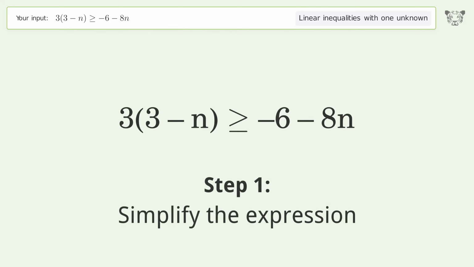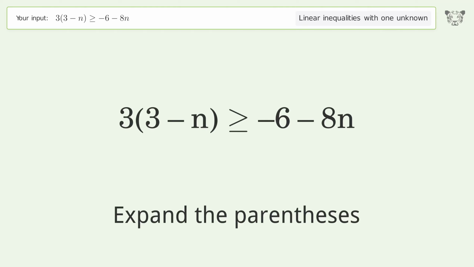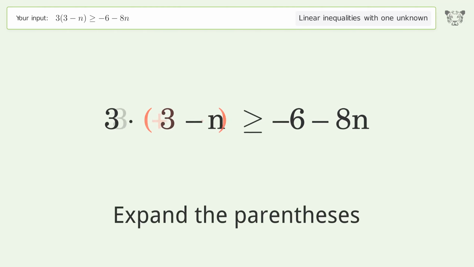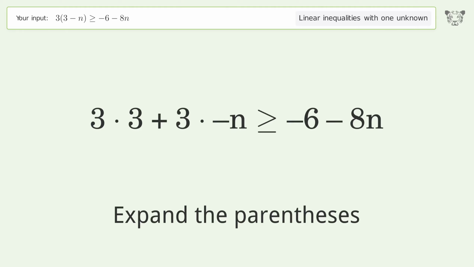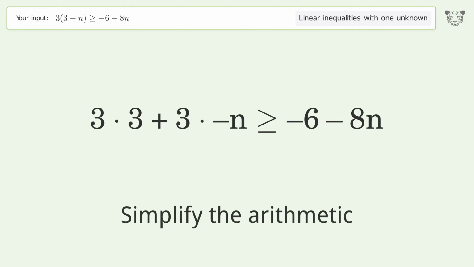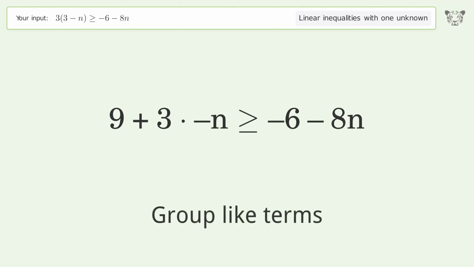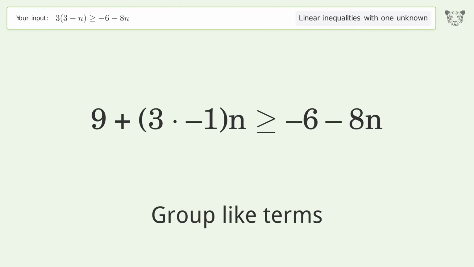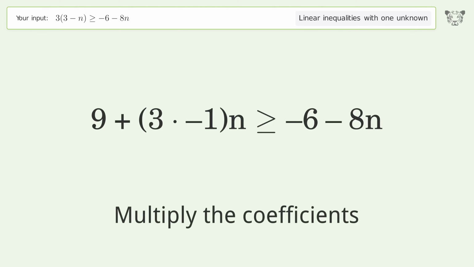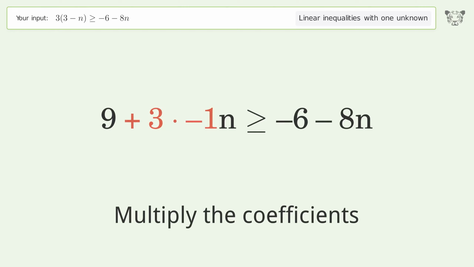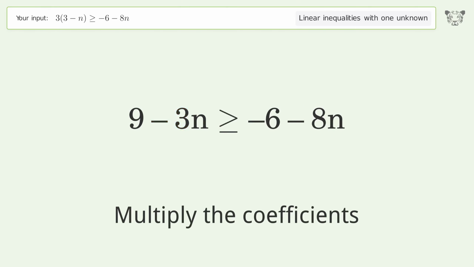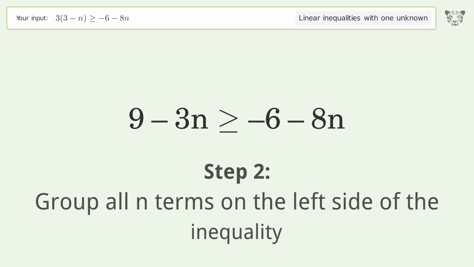Simplify the expression. Expand the parentheses. Simplify the arithmetic. Group like terms. Multiply the coefficients. Group all n terms on the left side of the inequality.